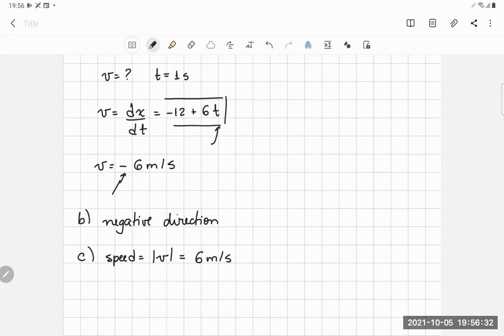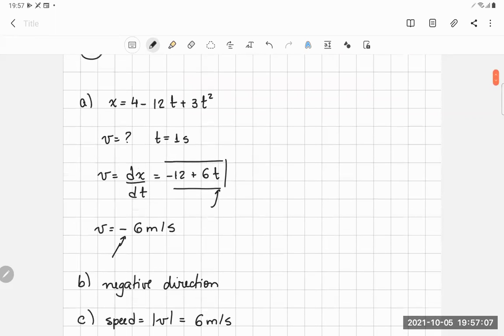Then comes the next question. Is the speed increasing or decreasing at this time? How can we know that? We have to find the direction of the acceleration. If the acceleration and the velocity have the same direction, we know that the object is speeding up. If the acceleration and the velocity have opposite directions, then the object is slowing down. So let's try to find out the acceleration.